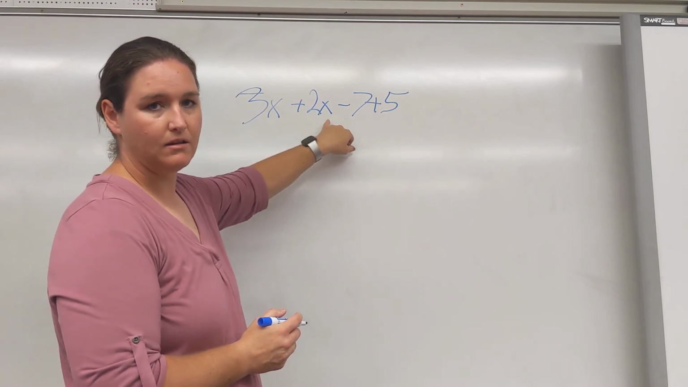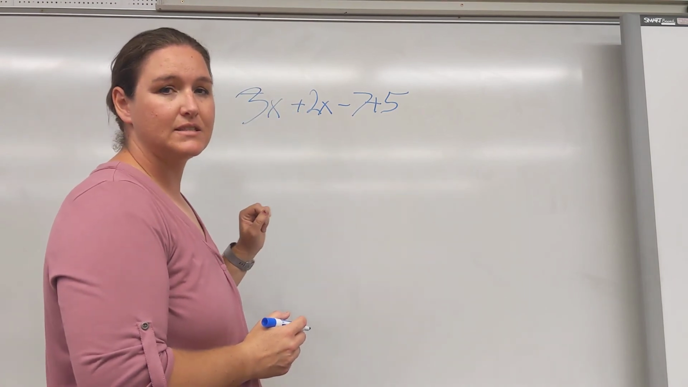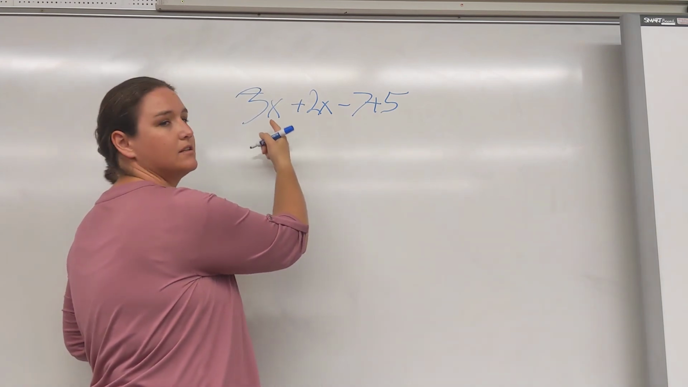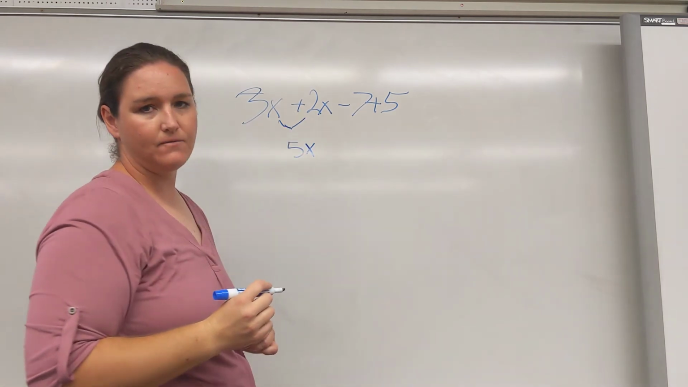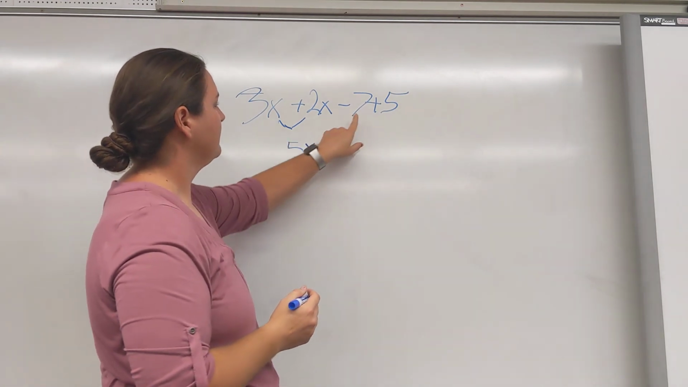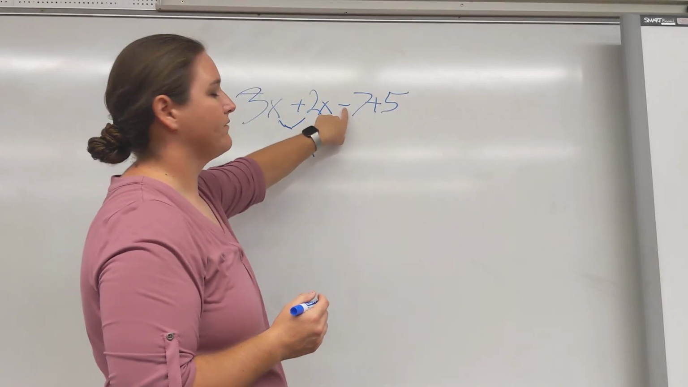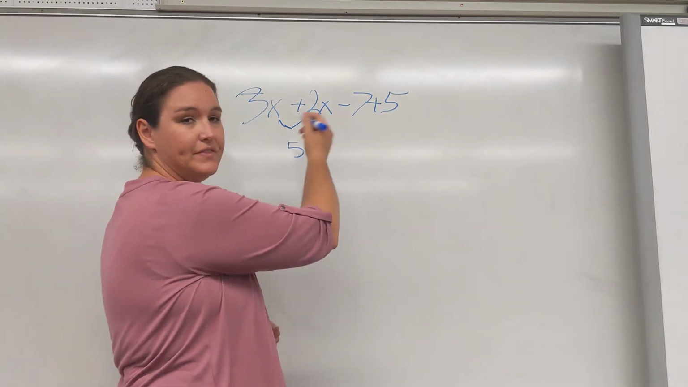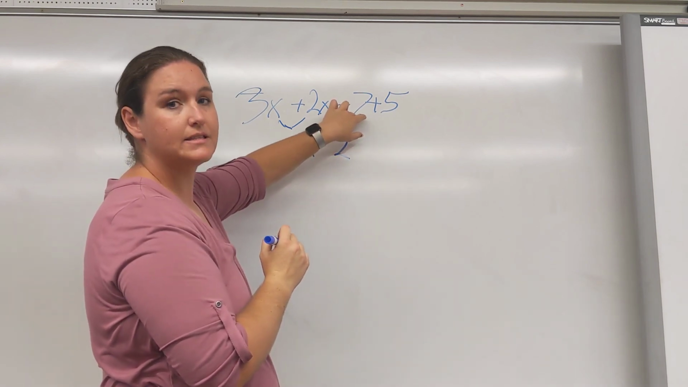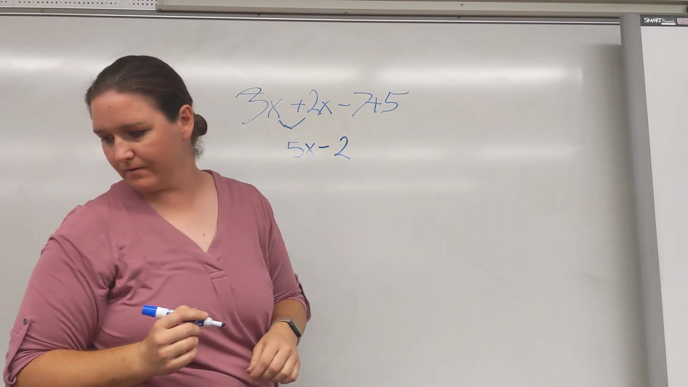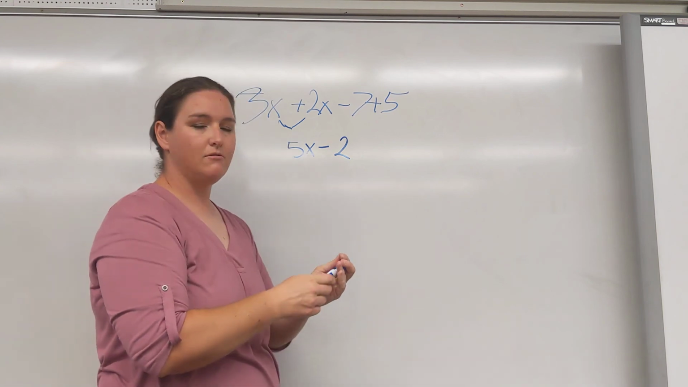They don't have any powers on them here. So that means that since it's just a power of 1, we can go ahead and add them. That gives us a 5x. And then these two, they're just constants. That means they don't change. We have a minus 7 plus 5. The difference between 7 and 5 is 2. Our bigger number is the negative, so we keep that negative. So our answer then, 5x minus 2. Okay, our next video will be our lesson.